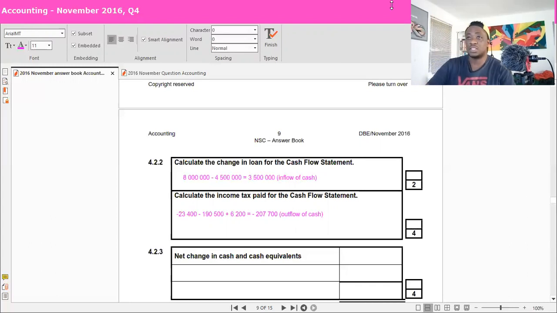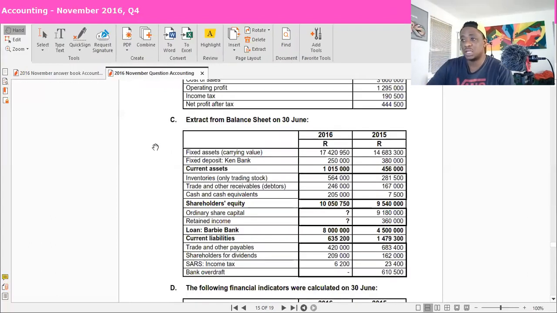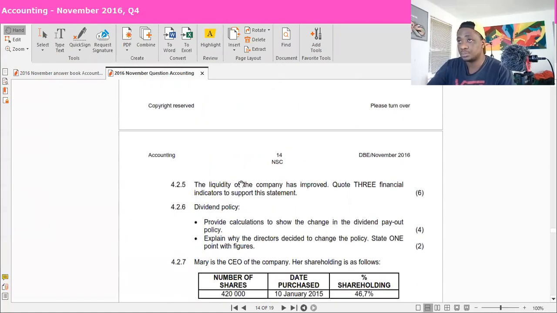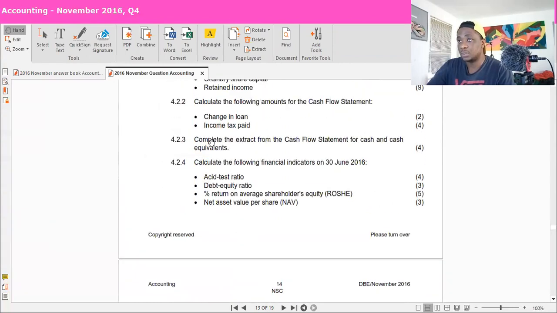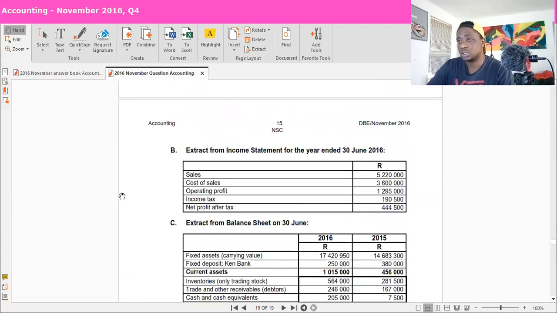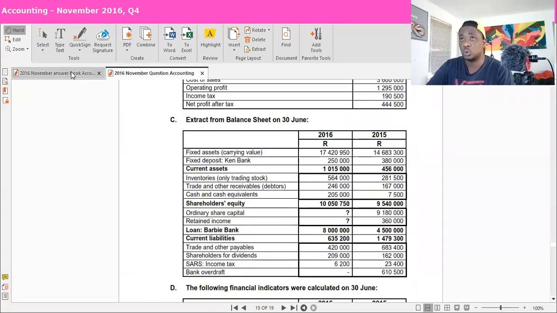So that's your first question, and then the question that follows after that is to calculate. Let's go up. They say complete the extract of the cash flow statement for cash and cash equivalents. This is when you're calculating the net change in cash and cash equivalents. So let us go.